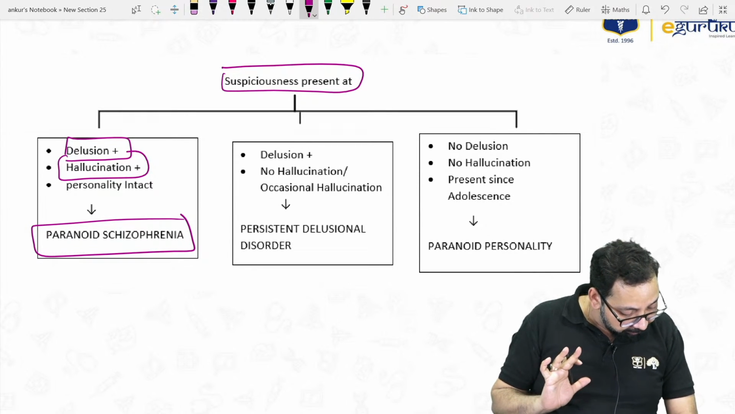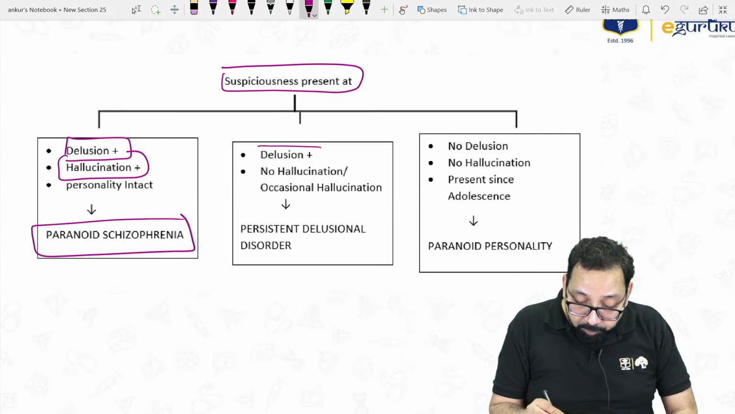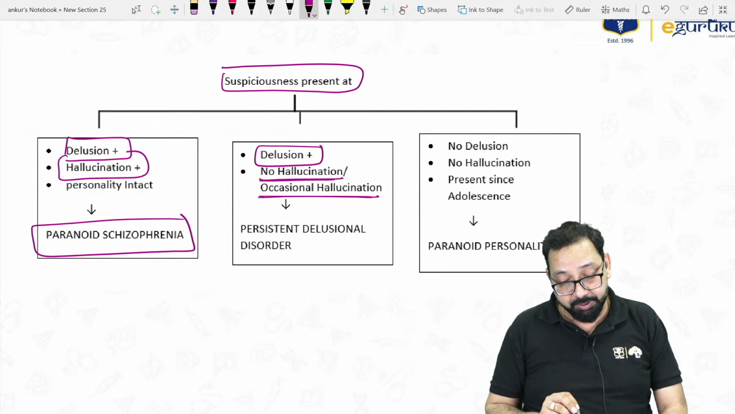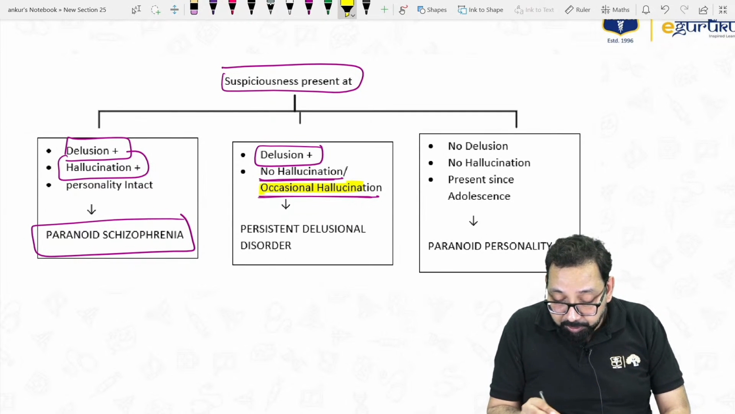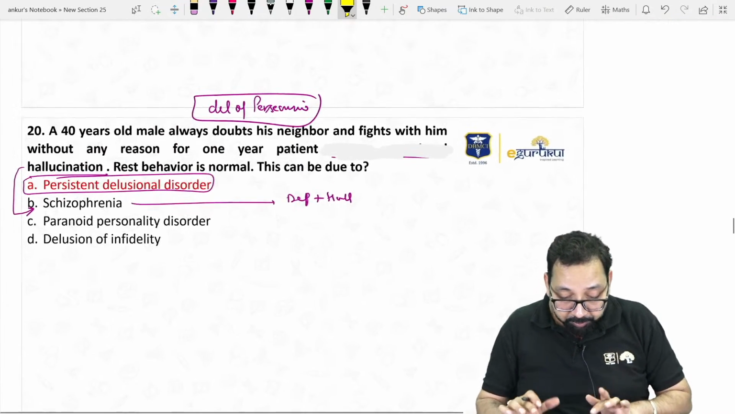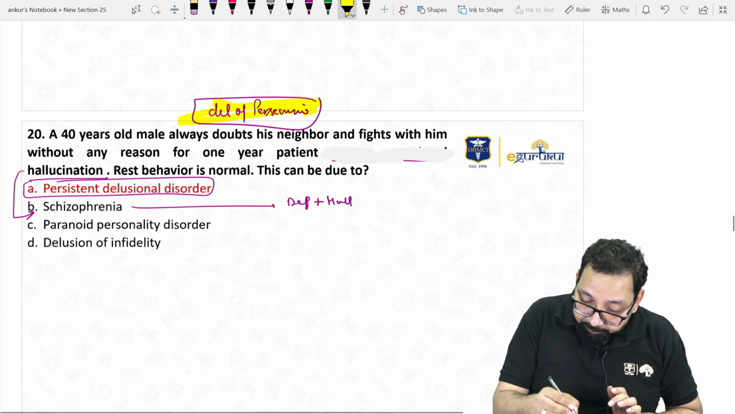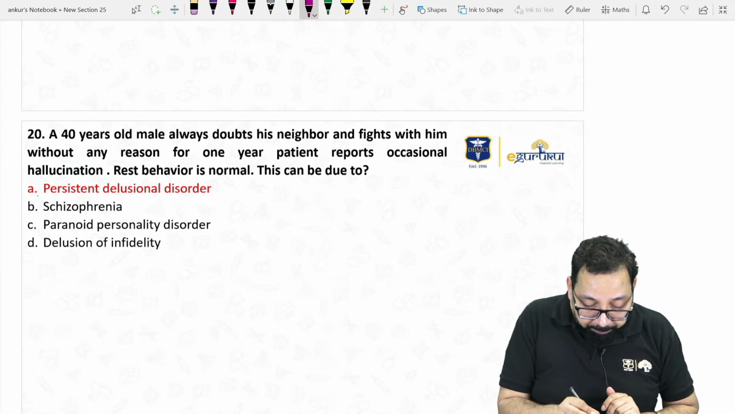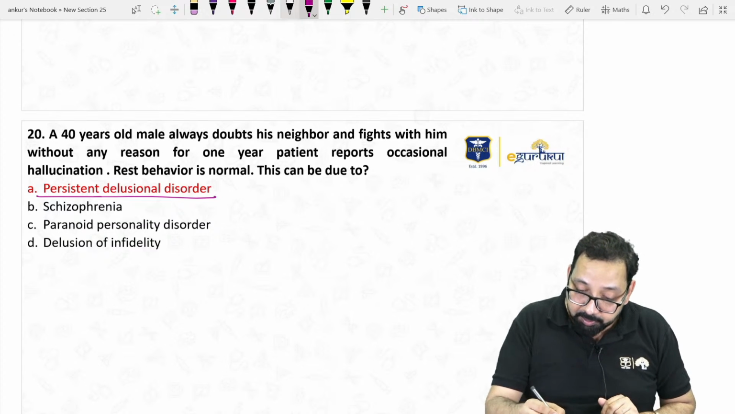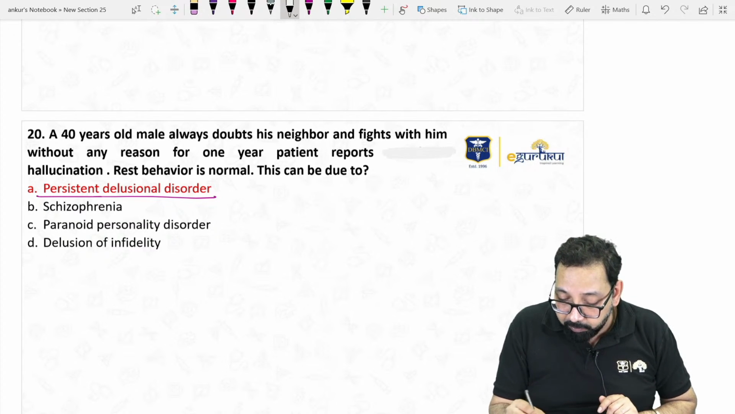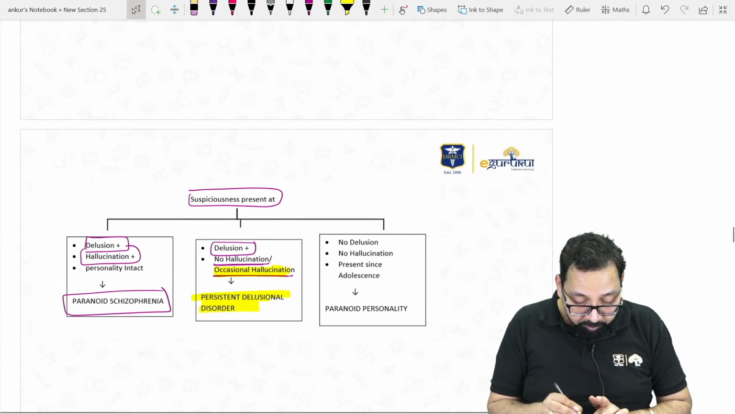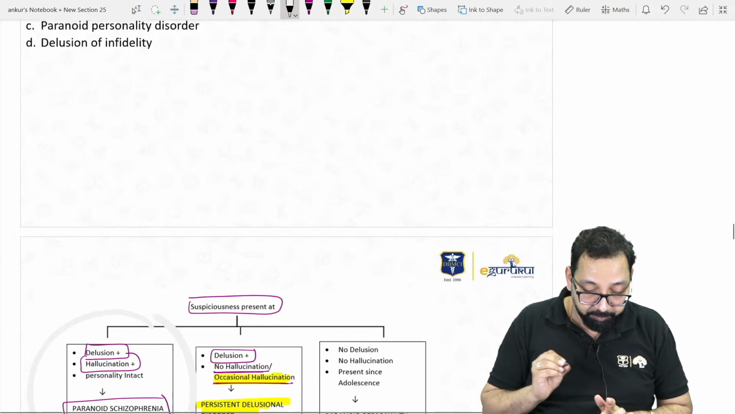Okay, in the same question, delusion is present, with no hallucination or only occasional hallucination. Occasional hallucination may be present in persistent delusional disorder. So in this question they have given that occasional hallucination is there. That's why the answer is persistent delusional disorder. In the same question, if the word occasional is removed, the answer would become paranoid schizophrenia. Clear?